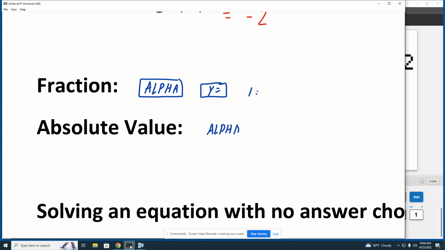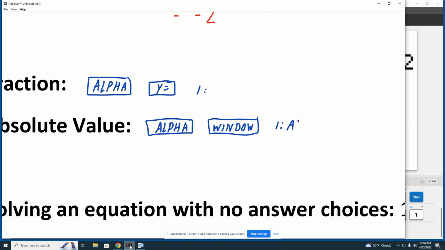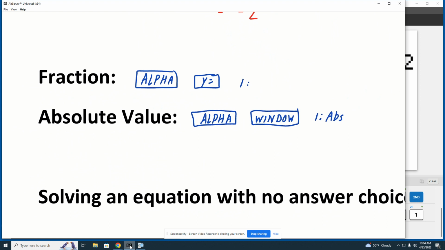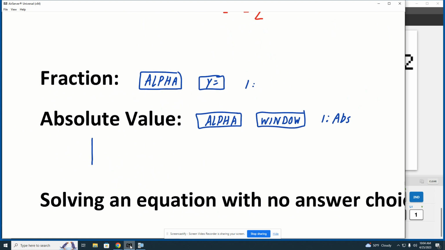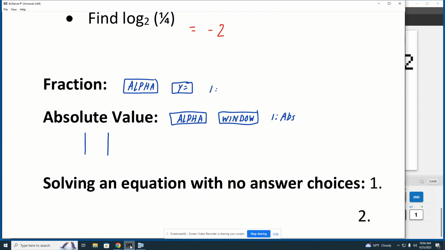Alpha, window, and you're exactly right. Number 1 says ABS. Please don't forget what absolute value is. That's your bars, right? So something like that. You'll see. That's how you know to do absolute value. Can y'all remember those?